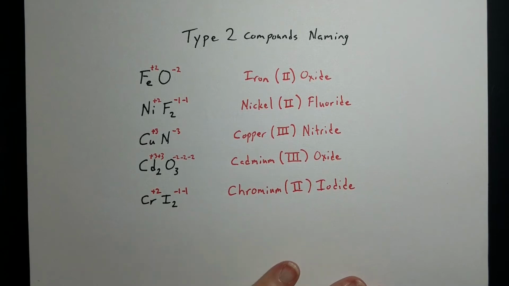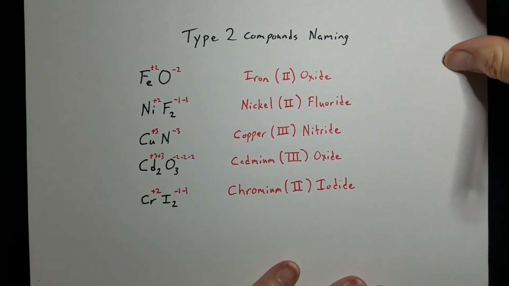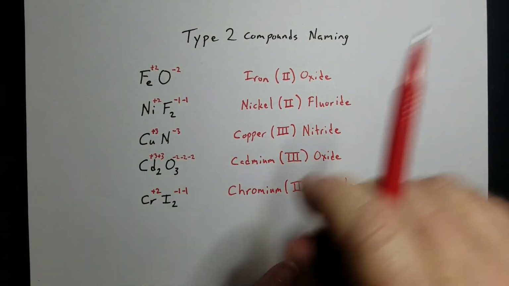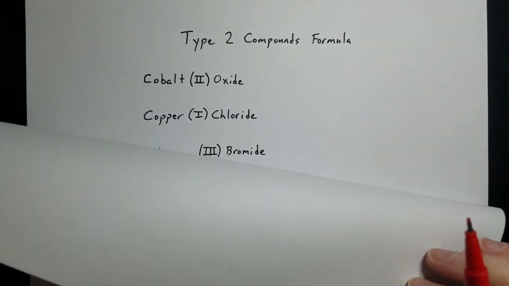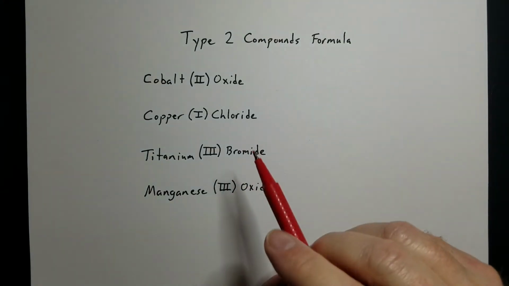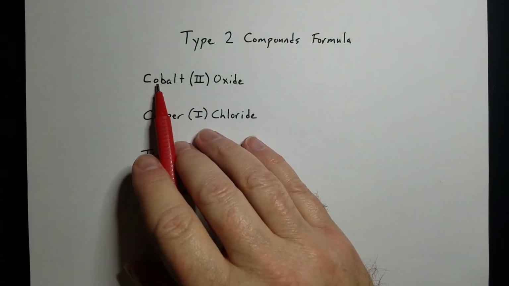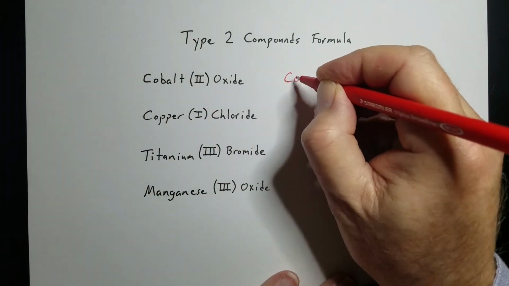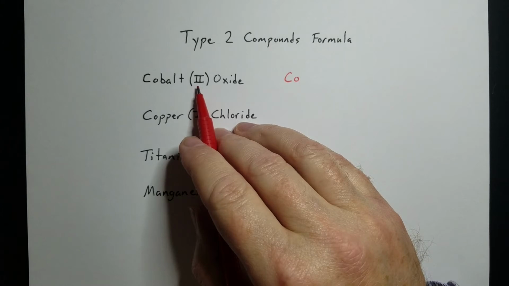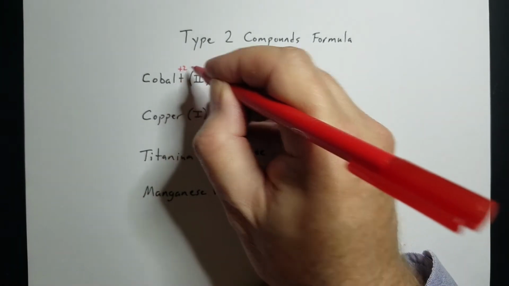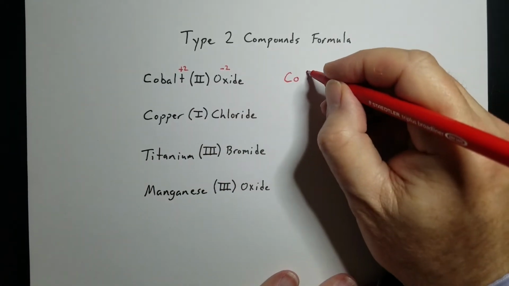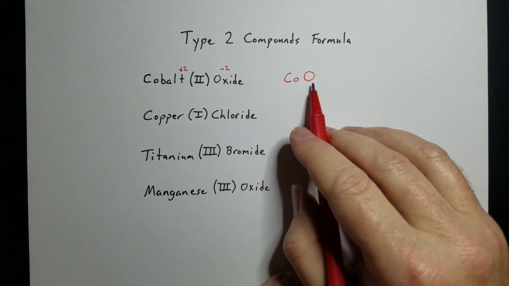So let's check when we go to writing the formula what it looks like. So we can go from the formula to the name. Now we got to go from the name to the formula. All right, so this one, we've got cobalt, Co, Roman numeral 2, so this is a +2. Oxide is a -2, so they balance, so it is CoO.